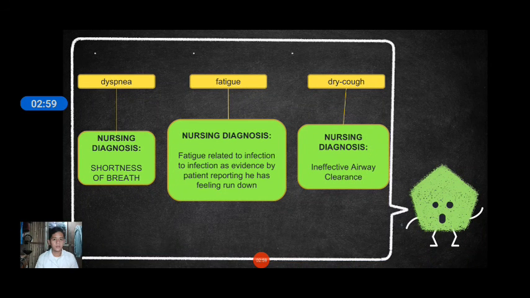So these are the manifestations that he had: dyspnea, fatigue, and dry cough. For the dyspnea, the nursing diagnosis for it is shortness of breath, and for fatigue, fatigue related to infection, as evidenced by patient reporting he has feeling run down. And for the dry cough, nursing diagnosis, ineffective airway clearance.